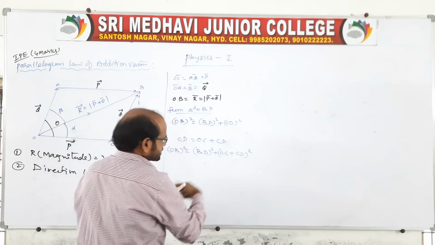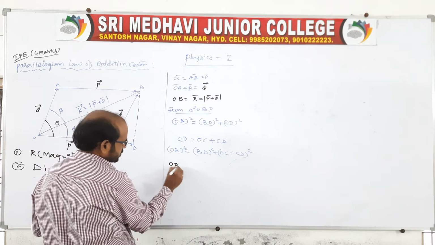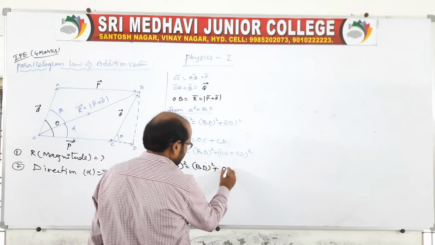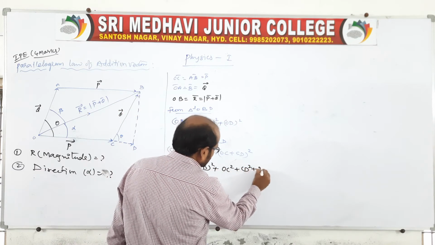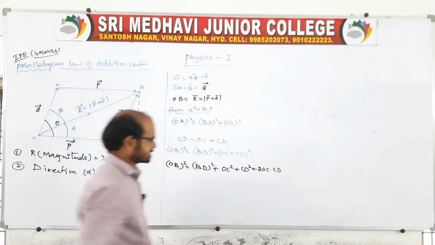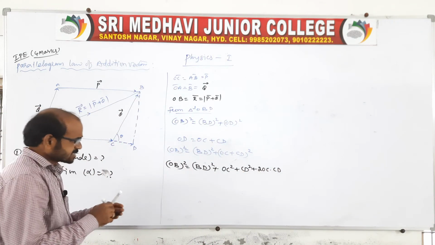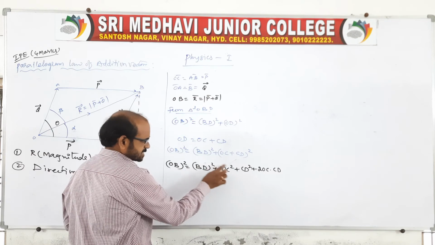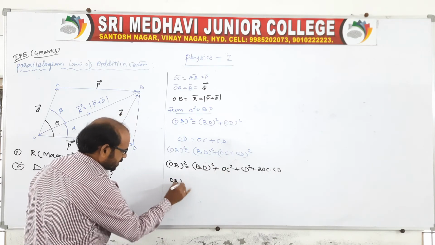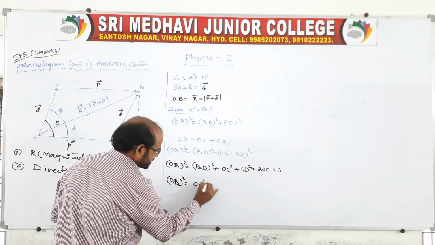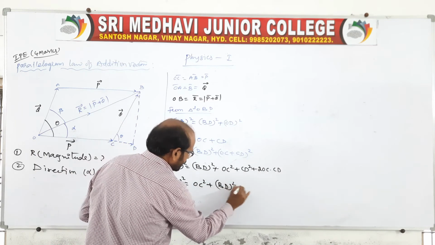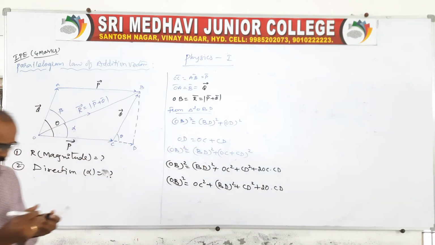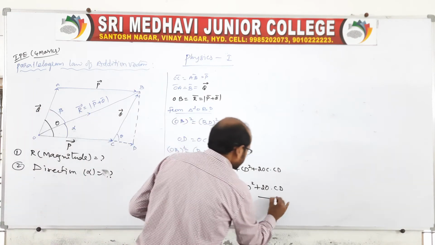Now it is (A plus B) whole square, here also apply the same: A square plus B square plus 2AB. So in this, for the convenience, take OC square here and BD square here, so that it may be represented as OB. For the calculation purpose only I am taking it like this: OB square is equal to OC square plus BD square plus CD square plus 2 OC and CD. Is it okay now? So this you give as equation number 1.